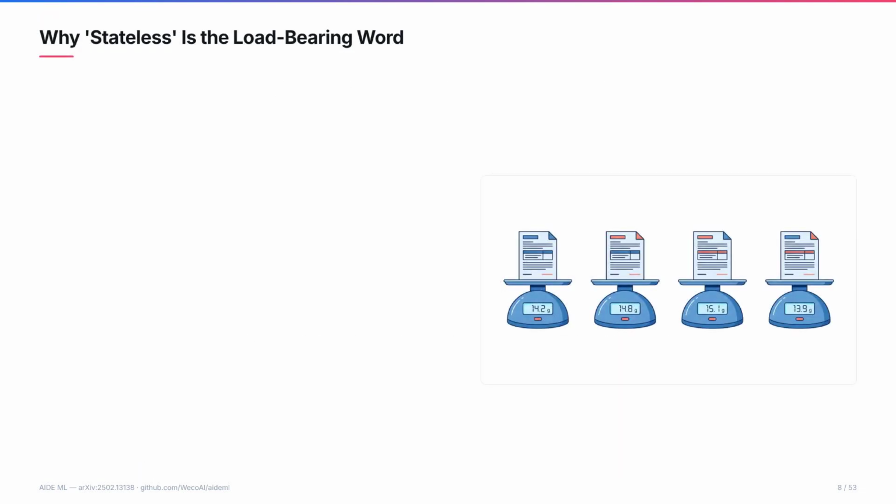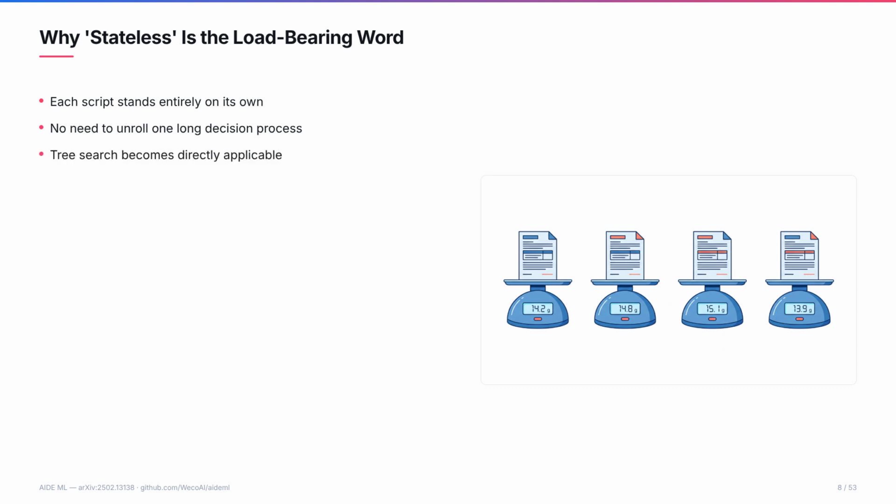It is worth pausing on the word stateless, because the objective depends only on the script in front of it, and not on the path taken to reach it. Every code revision stands entirely on its own. You do not have to unroll a single long-horizon decision process. You can just evaluate and compare. That is what makes tree search applicable, and it is what decouples prompt size from how long the run has been going.